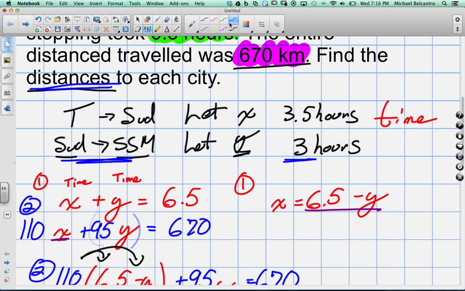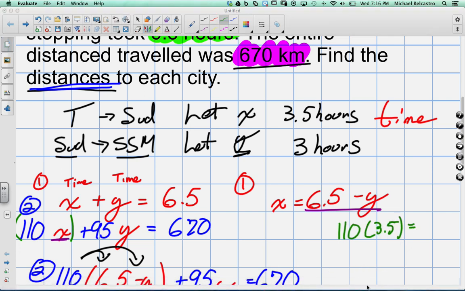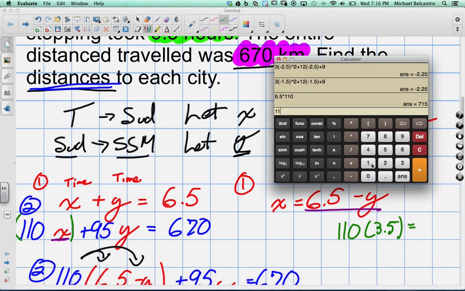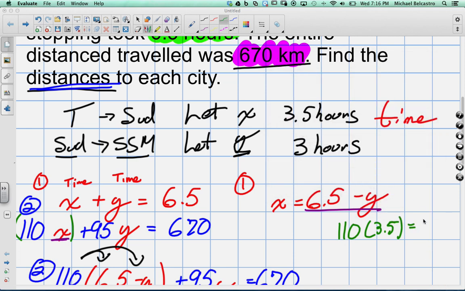I'm doing a little different colors here. We'll do the first part in green. So that's 110 times 3.5 equals, and this will be our distance traveled. Near our calculator. Oh, it's over here. 110 times 3.5, 385. Okay, so 385 kilometers from Toronto to Sudbury.